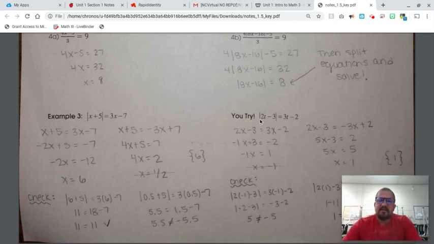Okay, and that takes care of your notes for section 1. And then hopefully what we'll be able to do once you've taken those notes and once you've gone through those problems, then you should be able to solve an absolute value equation. And then tomorrow we will be working on a worksheet for absolute value equations.